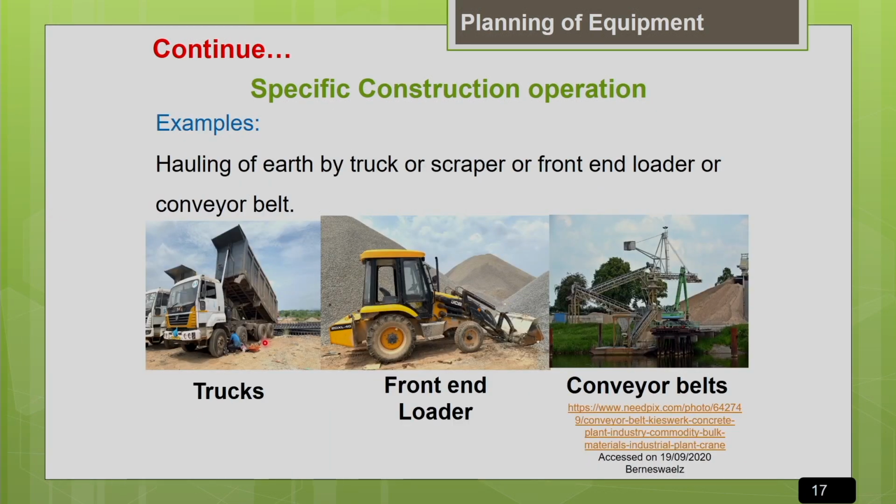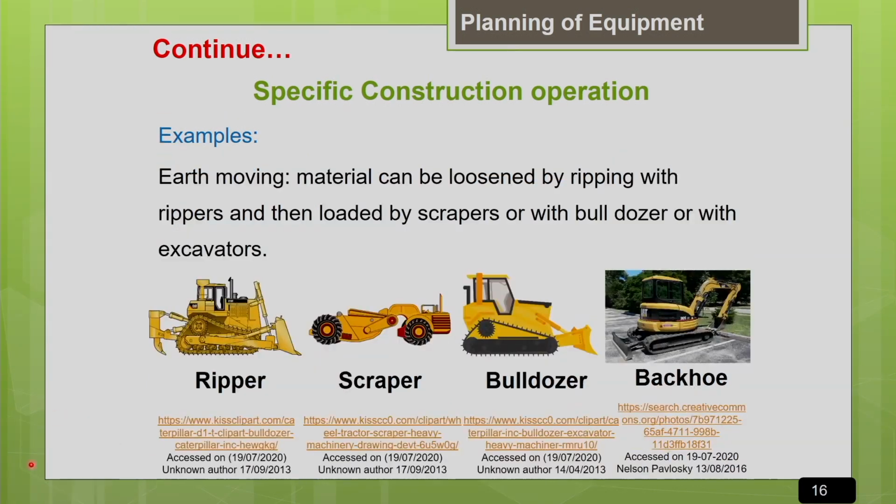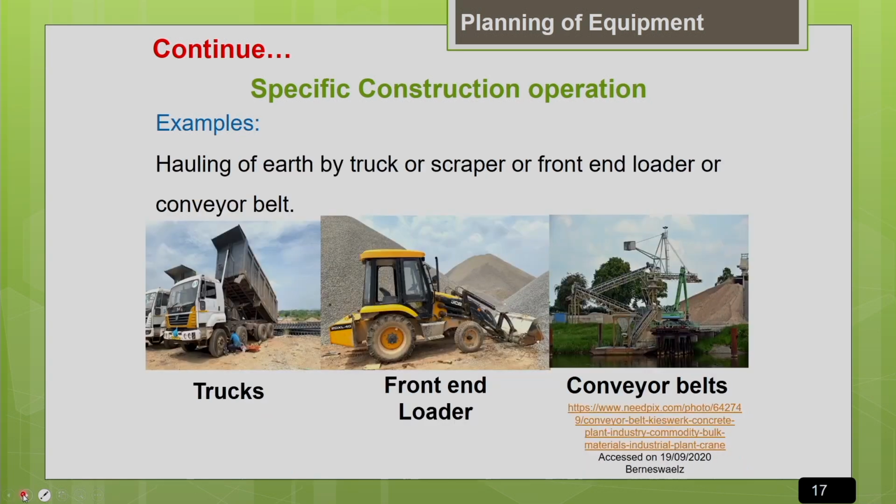So similarly, another example on hauling of earth. As I told you, for the hauling of earth, you can either go for a truck, or even the scraper, what we saw in the earlier slide. The scraper also is good for a hauling distance up to 1000 meter. It is economical. So even you can go for the scraper for hauling of earth. So there are different hauling machines available.